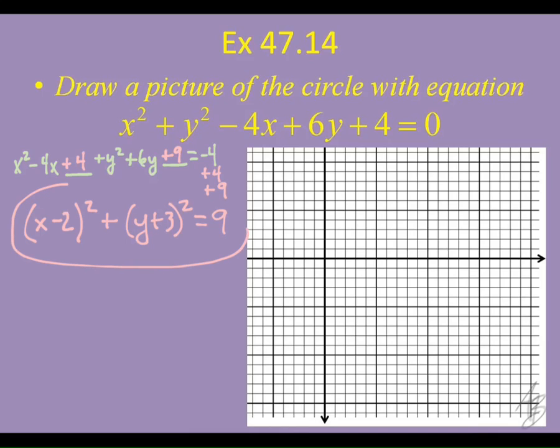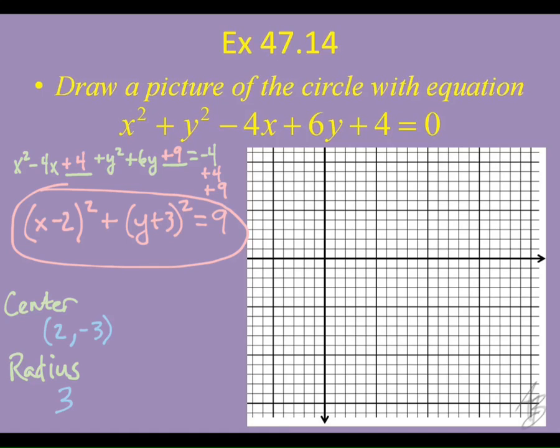This right here is the equation of the circle, but we still need to know what the center and the radius are, right? So we still need to graph it. So the center is going to be where? 2, negative 3. The radius is, what's the square root of 9? 3. So now we'll go over to the graph.